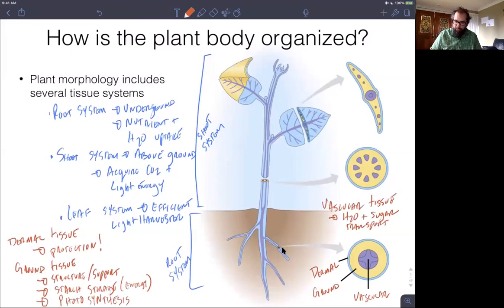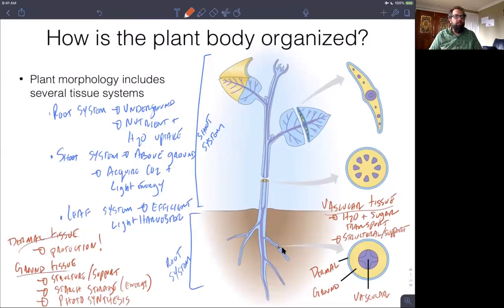Another really important part of the vascular system: you can think about wood. We described wood as secondary xylem. Xylem is that specific cell type within the vascular tissue. We described that role, secondary xylem as wood, right? And so wood, we know, also has an incredible structural role in the plant. So we've got structure and support in the vascular tissue type as well.